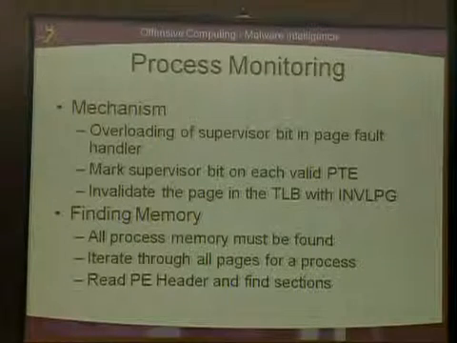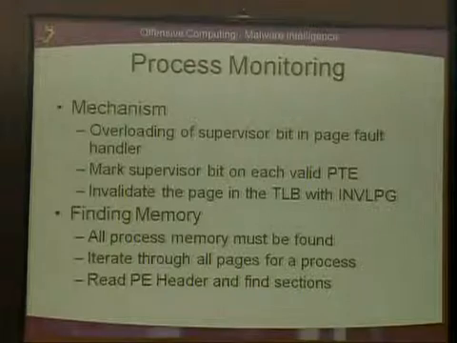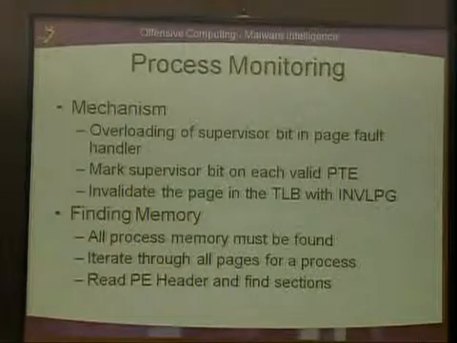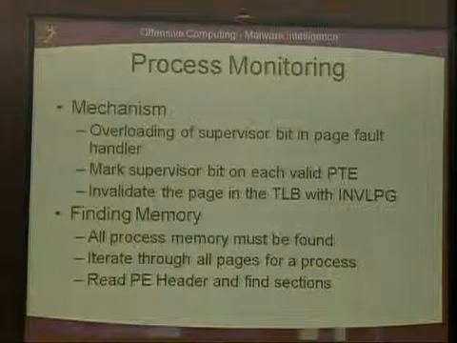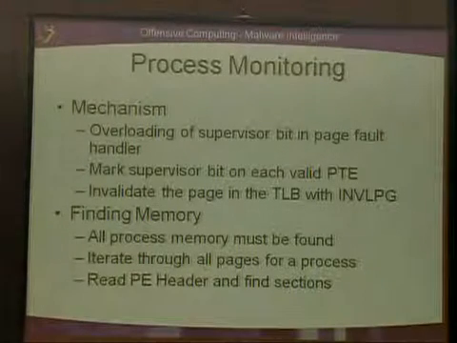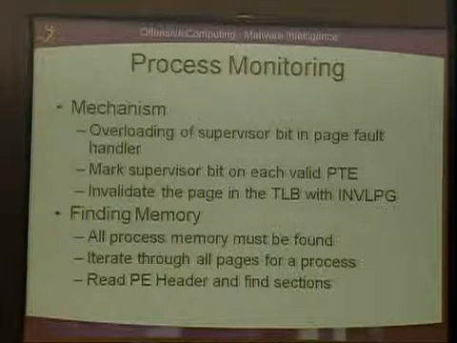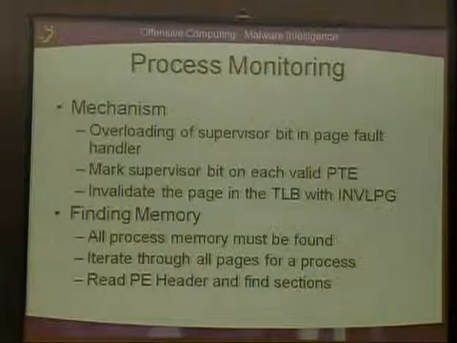The particular bit that we're overloading to cause the page fault is the supervisor bit. Basically, what we want to do is find the process's memory and mark the supervisor bit on everything inside of there. And then we want to invalidate the page inside the TLB, which basically says clear your hash table of all your entries. Actually, if I could turn off caching on an Intel CPU, that'd be nice too, but I can't. So if anybody knows how to do that, please talk to me after.